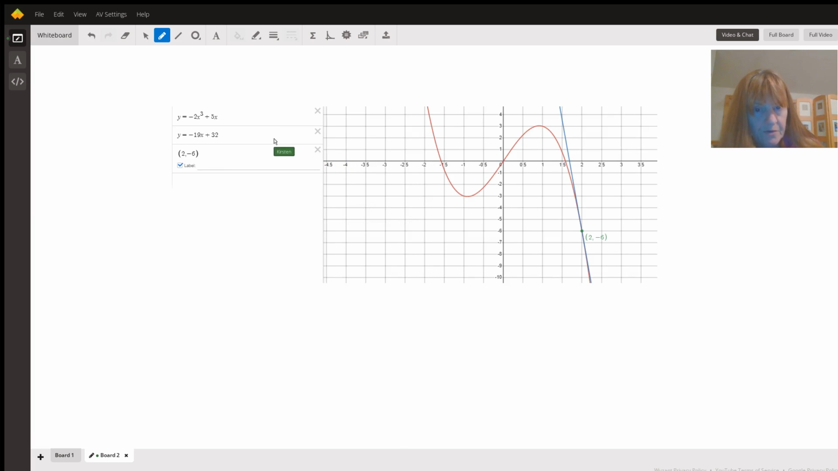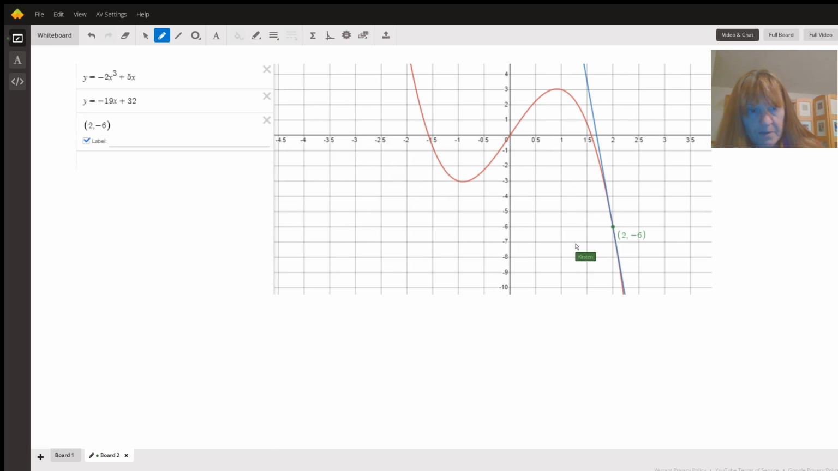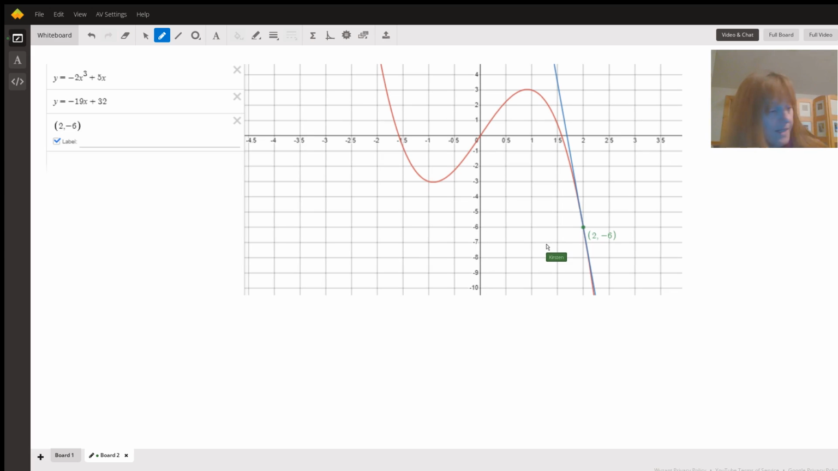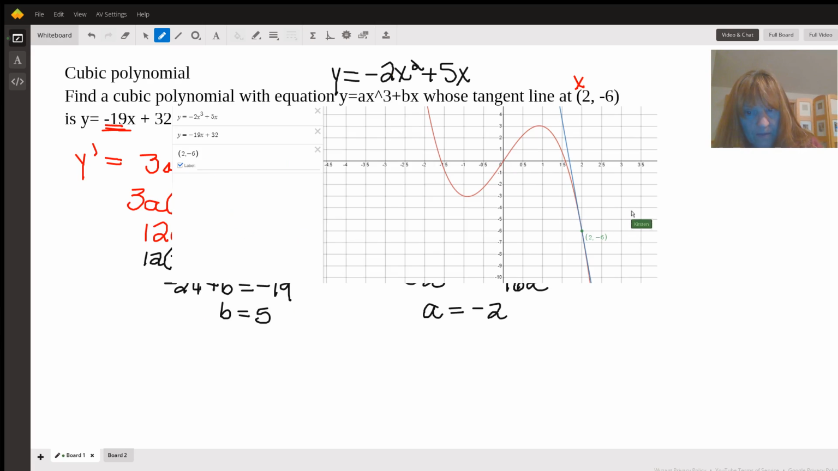Oh, there's a nice picture of it. Let me make it a little bigger so we can see that the blue line is the tangent line. It looks like it has a fairly steep and negative slope of -19, and you can see that that tangent line does in fact look like it's tangent to our curve at our given point, which was (2, -6). I'm going to go back to board 1 just so you can review where this all came from and have it all in one place.